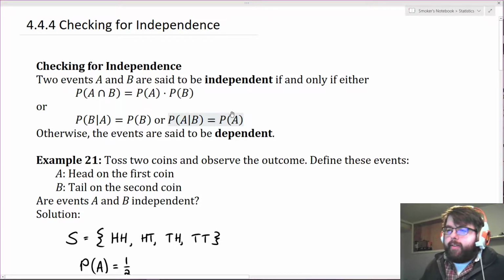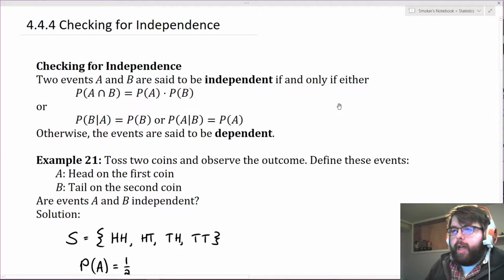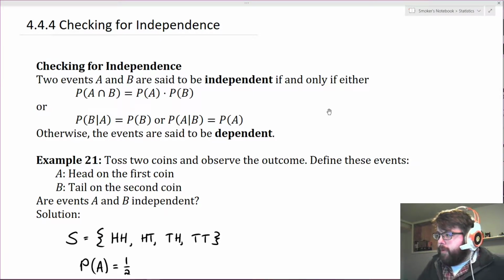Hello, statistics class. I'm going to go over chapter 4, section 4, part 4, the last part of this section. Sorry, not of the chapter, but of chapter 4, section 4. There's a section 5 for chapter 4. And this set of notes is on checking for independence.